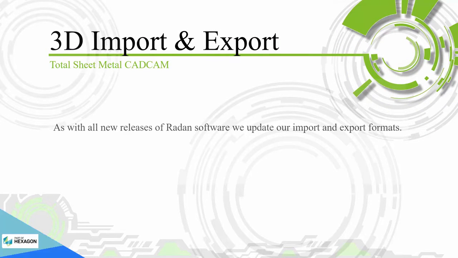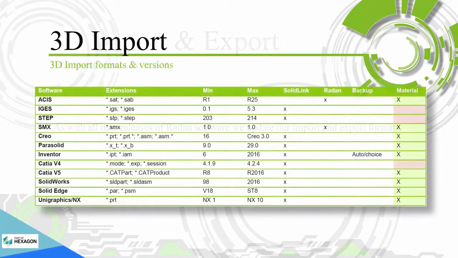As with all new releases of Radan software, we update our import and export formats. 3D import formats. The table in front of you shows the file types that we can read into Radan 3D. In the second column you will see the file extensions associated with those file types. Columns 3 and 4 show the minimum and maximum versions of that file that can be read in to Radan 3D. Now, the important column on the end there, marked material, shows whether or not that file format will actually include material, and we can then read that material in Radan 3D.